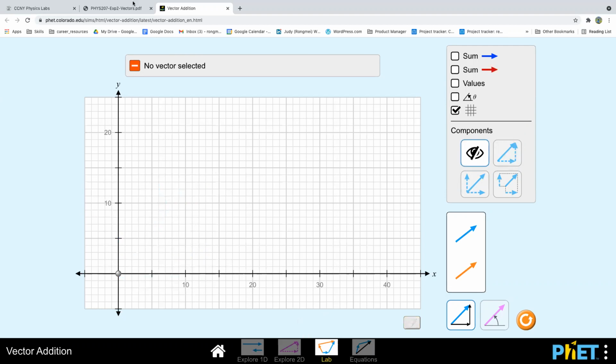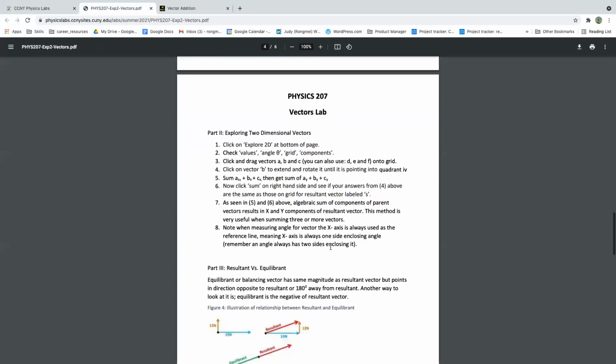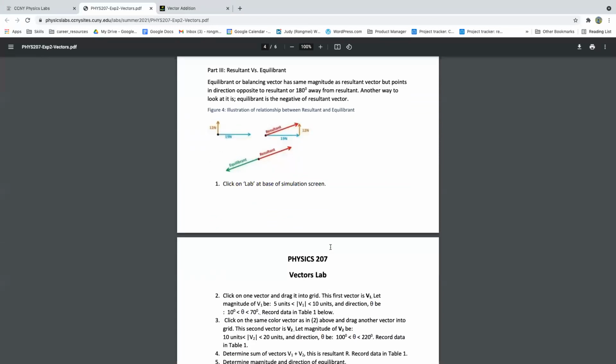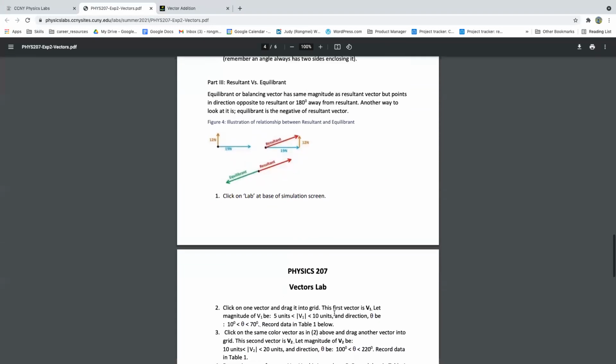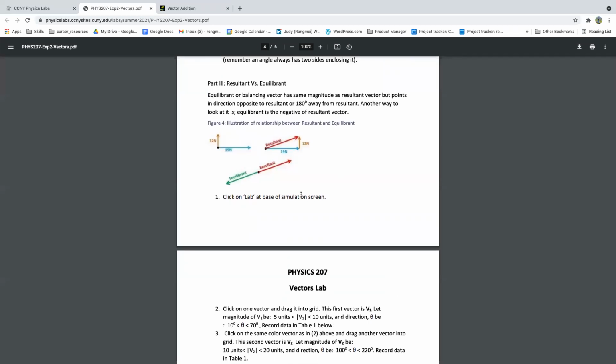So this is the lab. Before we go into the lab, we have to compare two concepts that may be very confusing. One is resultant, one is equilibrant. Resultant, as I already mentioned, is when two vectors add up together, the sum is called the resultant. And the equilibrant will share the same magnitude, but the totally opposite direction.